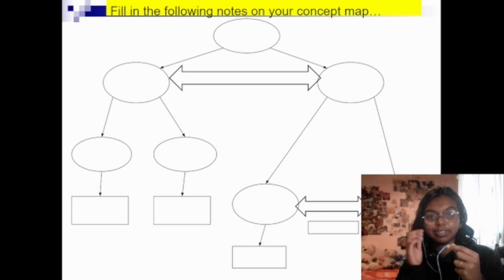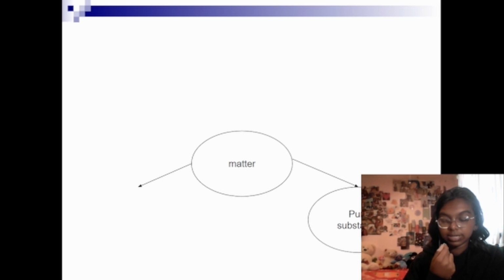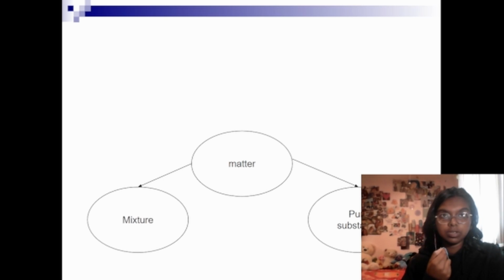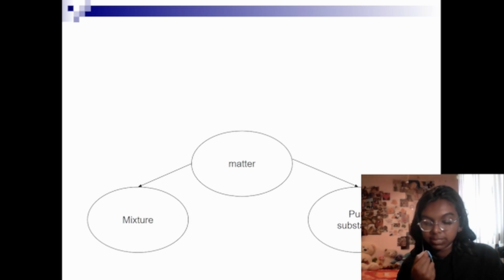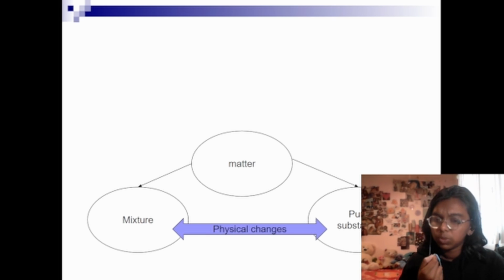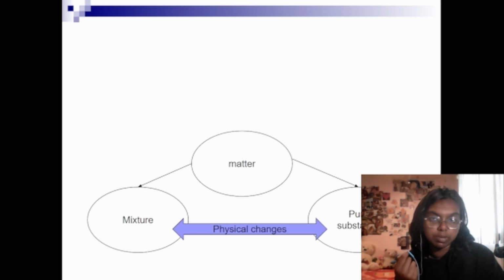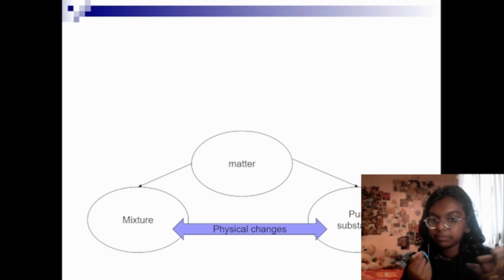Okay, and then this is just like the concept map, but let's go through it. So you have matter, which can be separated into two different types: a pure substance and a mixture, right? And then you can change between the two using physical changes. So you can take sugar, glucose, which is a pure substance, and make it into a mixture by mixing it with water. So that's a physical change.